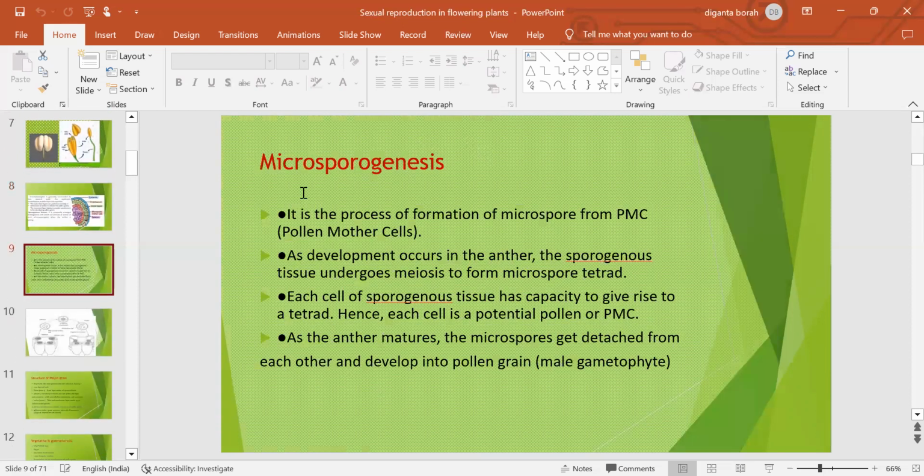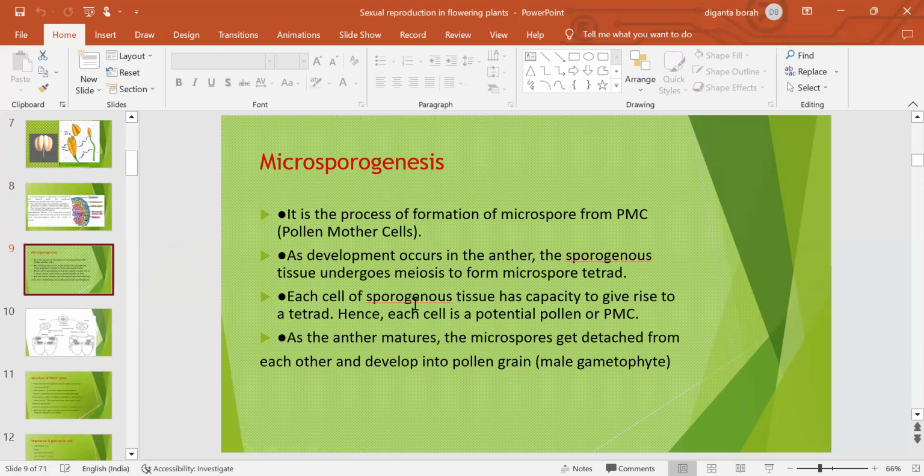Next, microsporogenesis. Microsporogenesis means the process of formation of microspore from PMC, the pollen mother cell or microspore mother cell. Same thing. Students, please don't get confused. Pollen mother cell or microspore mother cell is the same thing. So, microsporogenesis means formation of microspore. You just remember it like that, then it will be very easy for you.